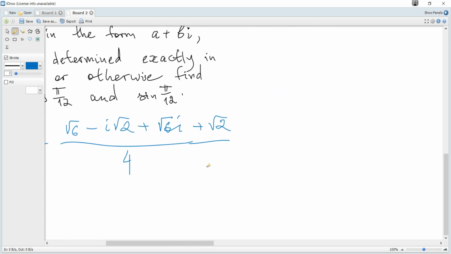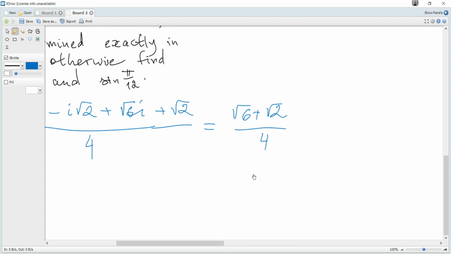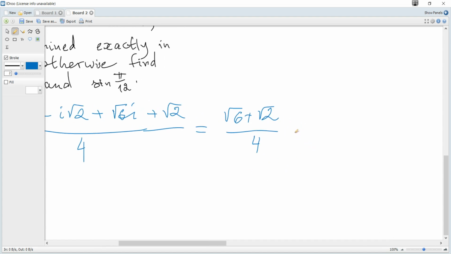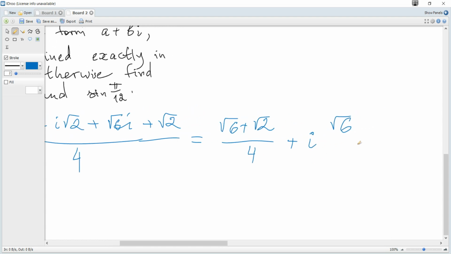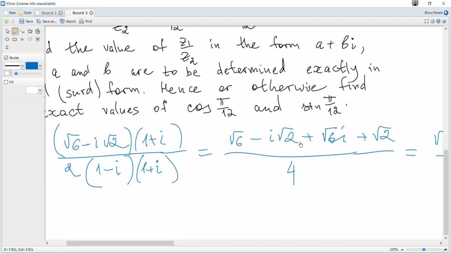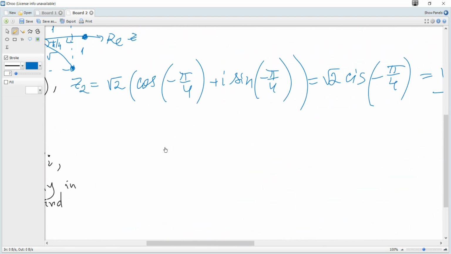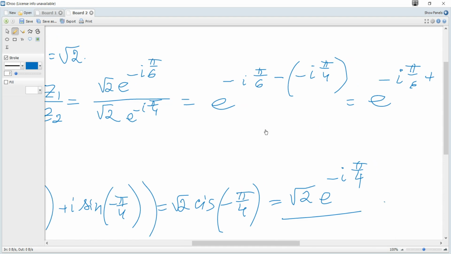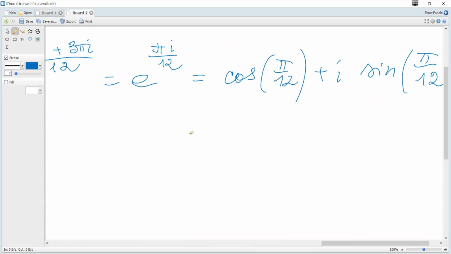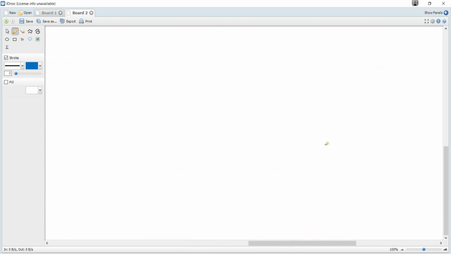And we split it into two parts, real and imaginary, so it becomes root 6 plus root 2 over 4 plus I root 6 minus root 2 over 4. And since it's the same as z1 over z2 but in this form, let's rewrite it below.